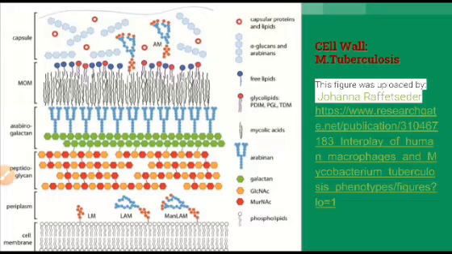The outer membrane of mycobacterium is thick, asymmetric, and highly impermeable to hydrophilic and hydrophobic substances. So always draw a small structure of the mycobacterium cell wall while you are discussing the anti-tubercular drugs' mechanism of action.